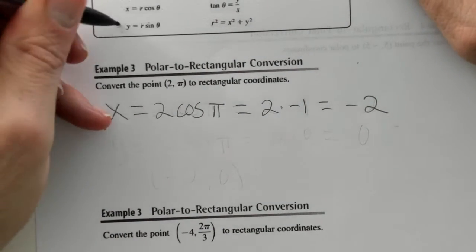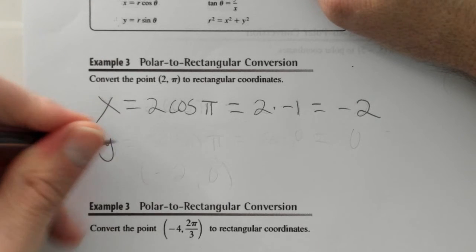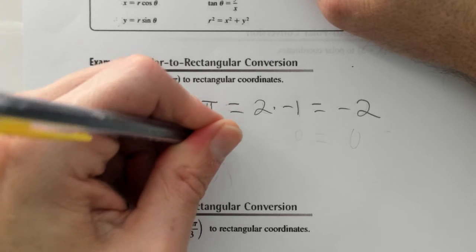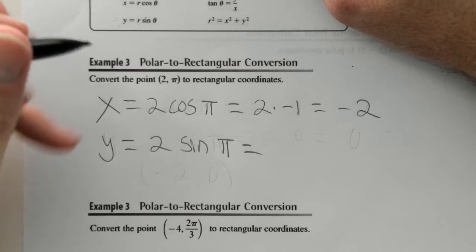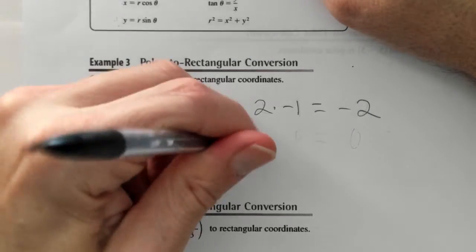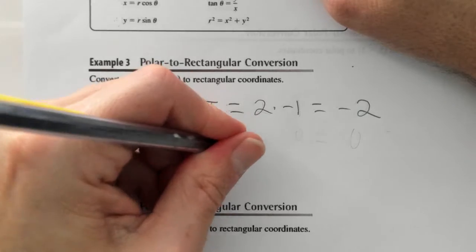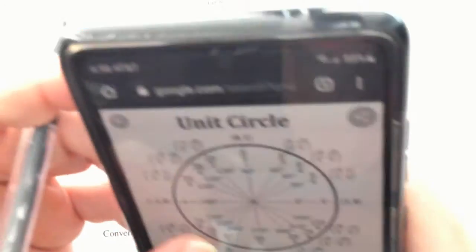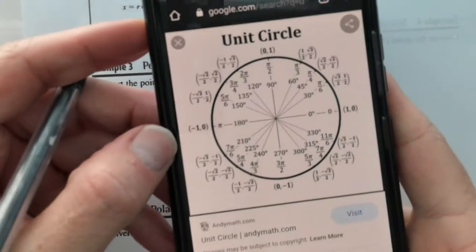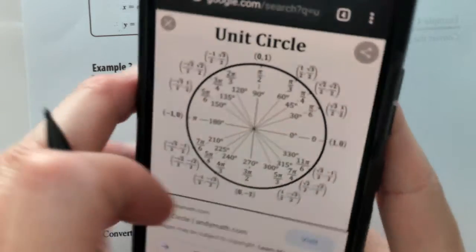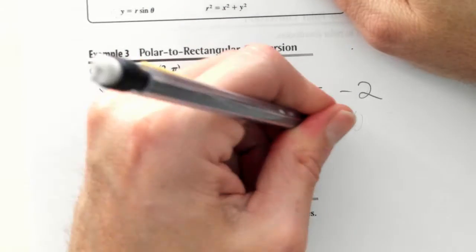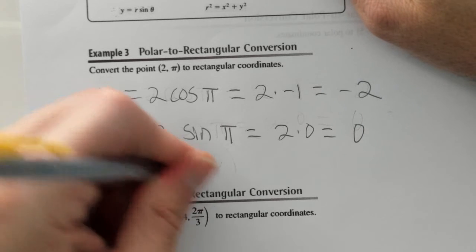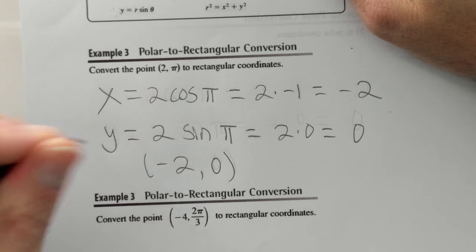The y coordinate, we'll use this equation, and it'll be y equals 2 sine pi. So I'm just plugging into this formula. So we know now that's going to be 2 times, and now I need to find the sine of pi. Well, remember the sine is the y coordinate, which sine of pi is 0. So that would be 0 times 2 is 0. So these are my coordinates. The x coordinate is -2. The y coordinate is 0.